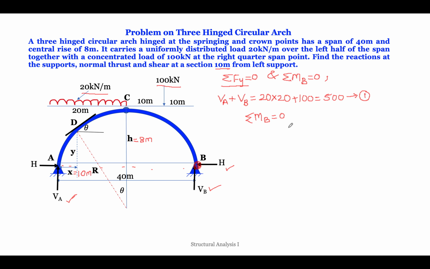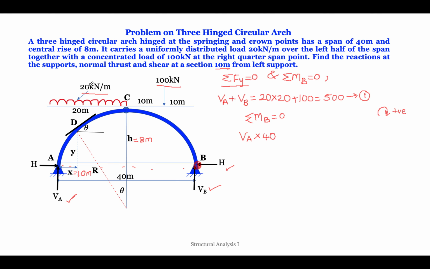Now what are the forces? Now let us assume the sign convention, that clockwise moment is positive. Let us consider clockwise is positive. So let us write the equation here. What we have now, Va is going clockwise, so Va into perpendicular distance is 40. So let's write Va into 40. Now see the UDL.